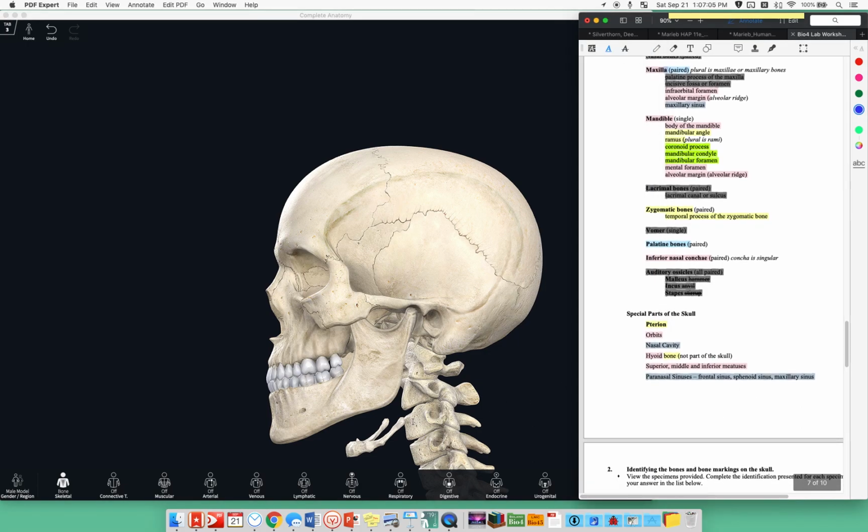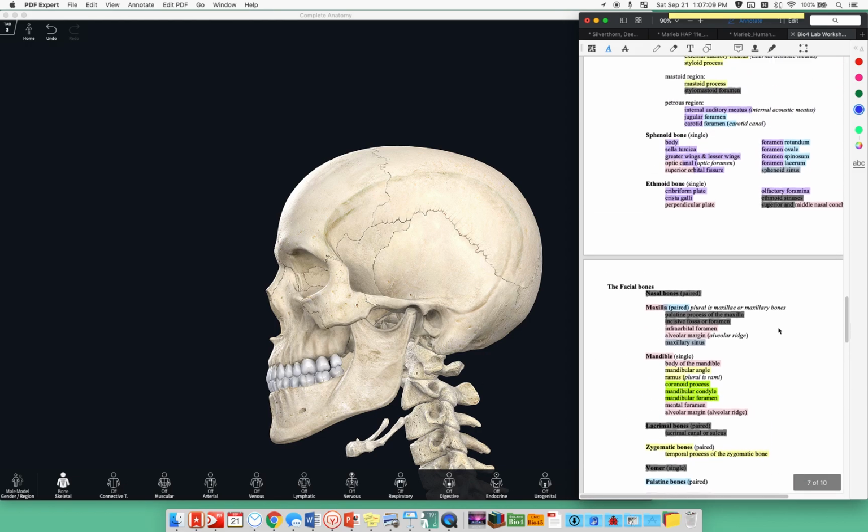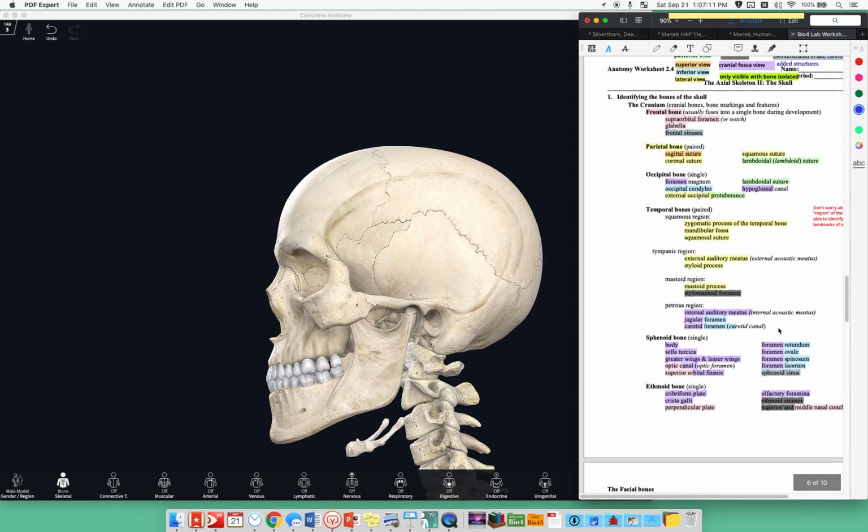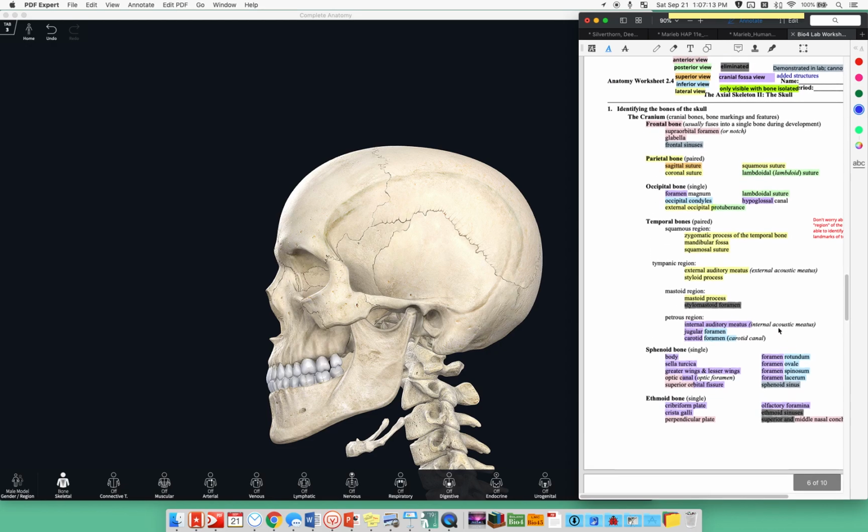Okay. Down here is your hyoid. I want to make sure I cover everything that's visible on the side view.